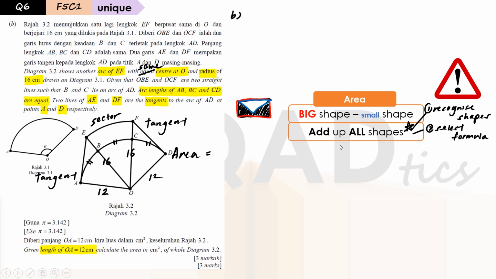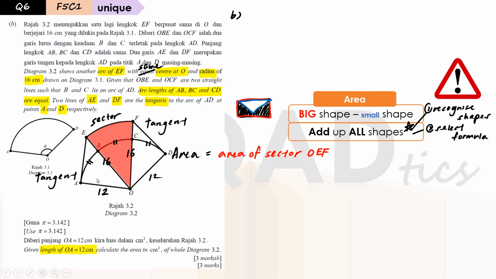Okay, so let us use this way, add up all the shapes to find out the area. Right, so the first thing is we are going to recognize all the shapes in this diagram. Just now when we were talking about the arc EF, we mentioned that this entire shape here is actually a sector, because only sectors have arcs. So if we want to find out the area, we first need to find out the area of this sector OEF. Okay, and how about the other parts?